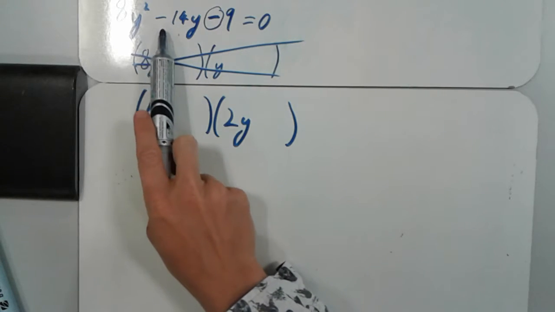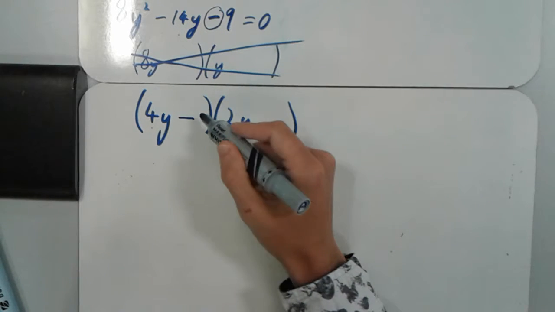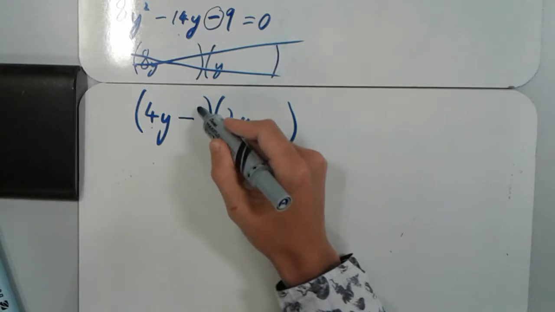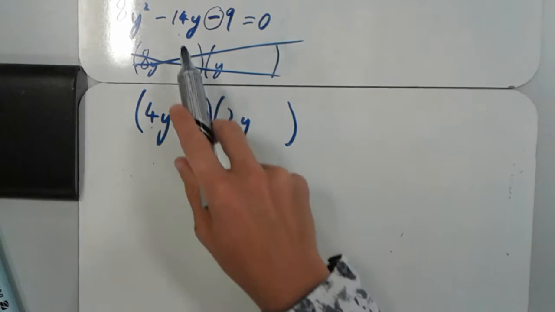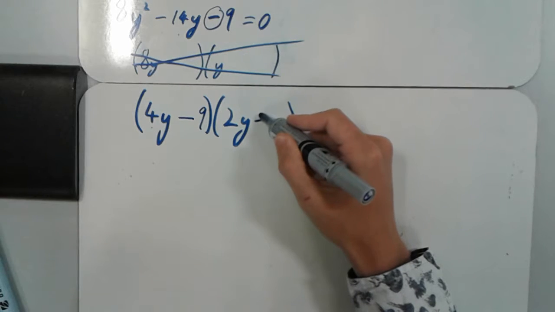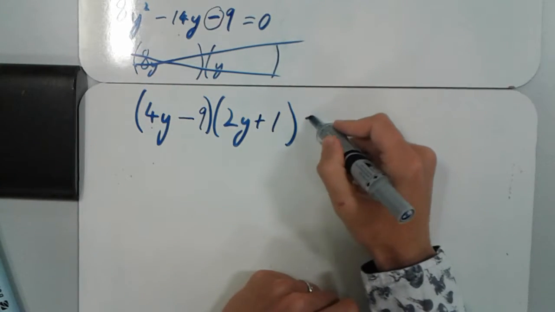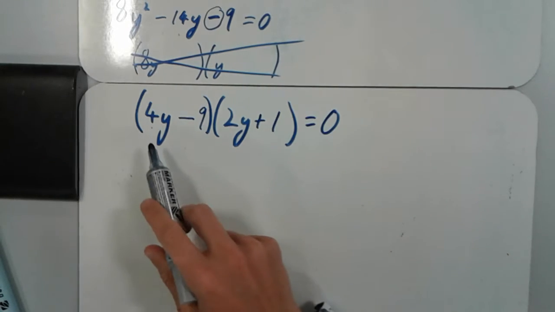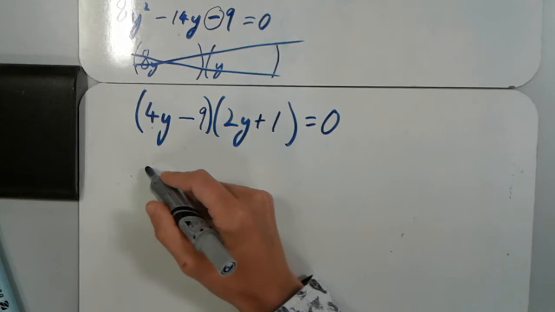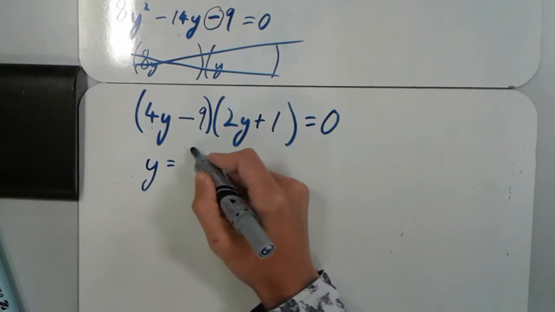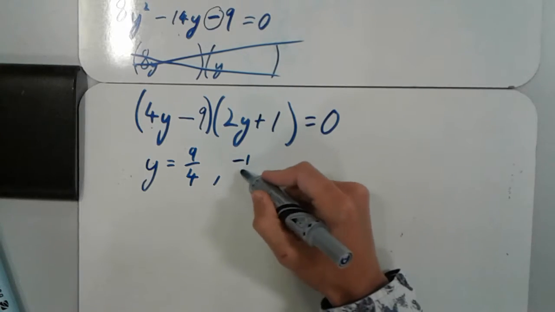We need the larger one to be negative, so that we end up with a negative overall. So negative 9. 9 times 2 gives us minus 18 y's. And then we're going to need a plus 1 here to get plus 4 y's. Quick check, yes, that works. So that tells us that y is either 9 over 4 or minus 1/2.